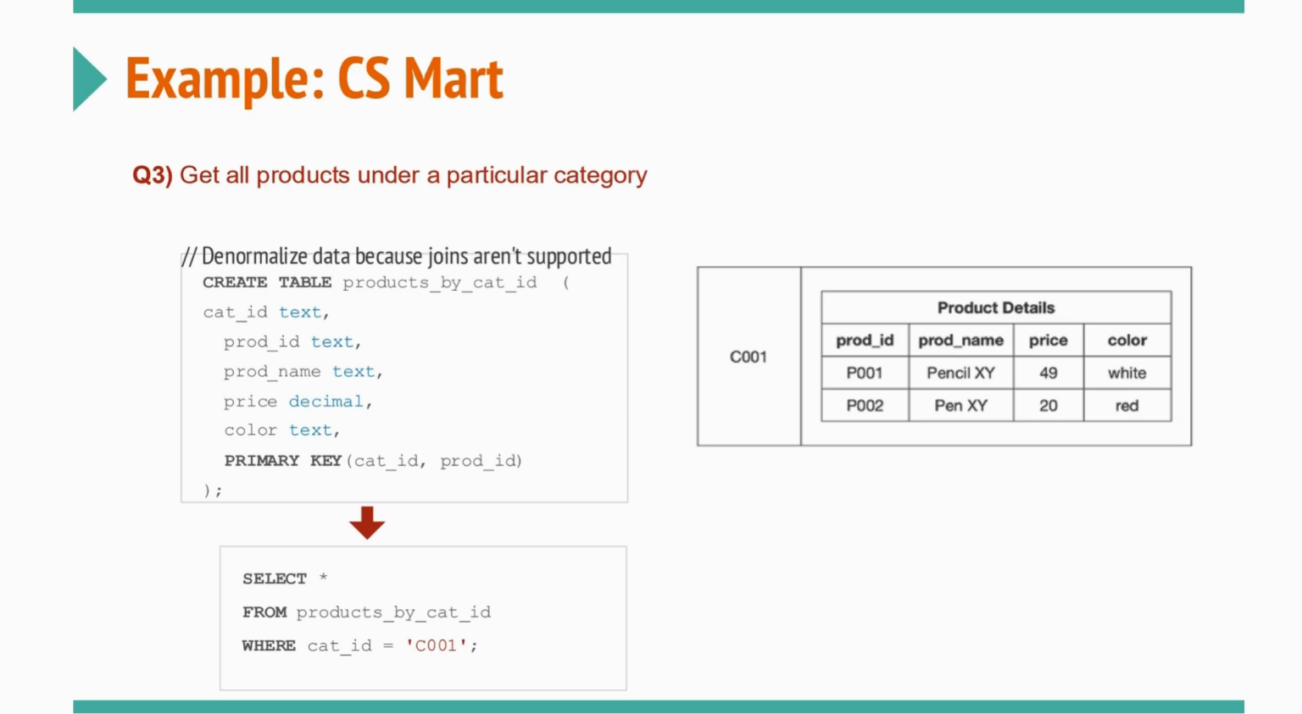Now our query select star from products by cat ID where cat ID equals C001 is extremely efficient. Cassandra goes directly to the partition for C001 and reads all the products. Notice that we are duplicating product information here. That's denormalization, and it's the correct way to model in Cassandra.